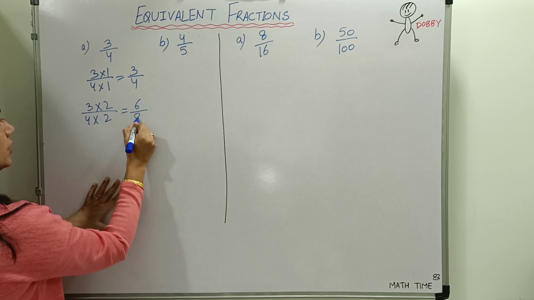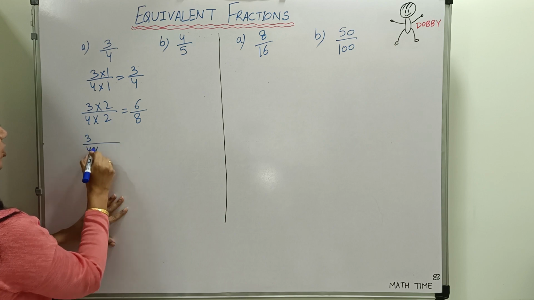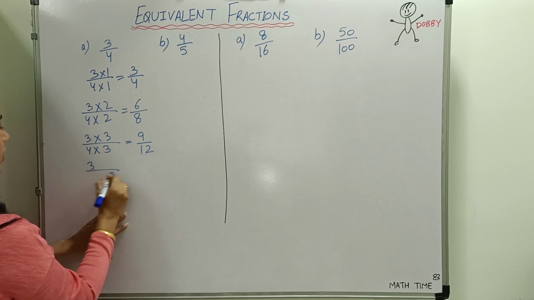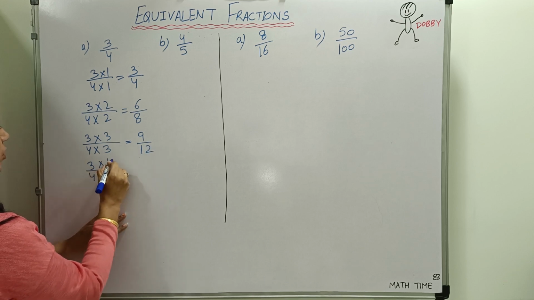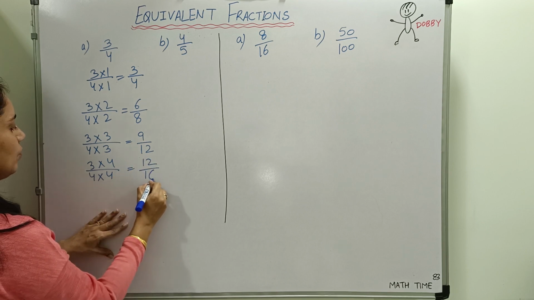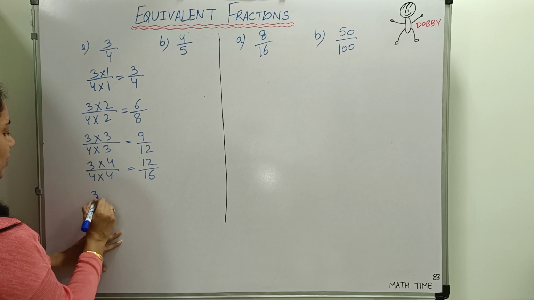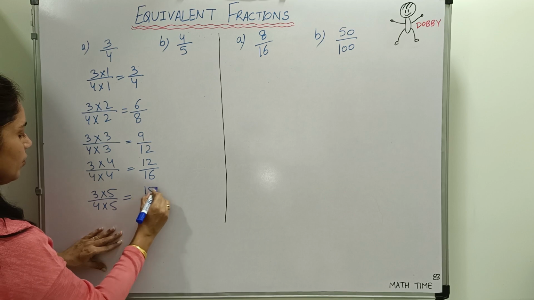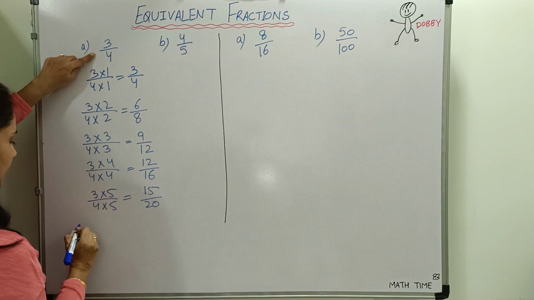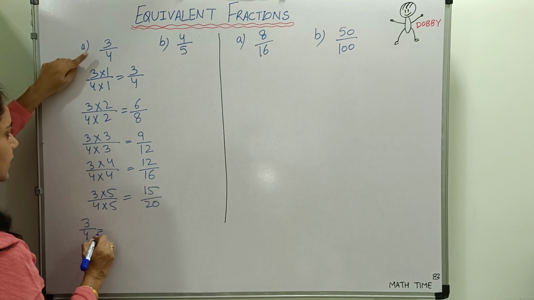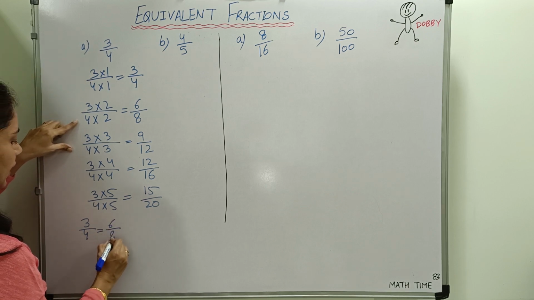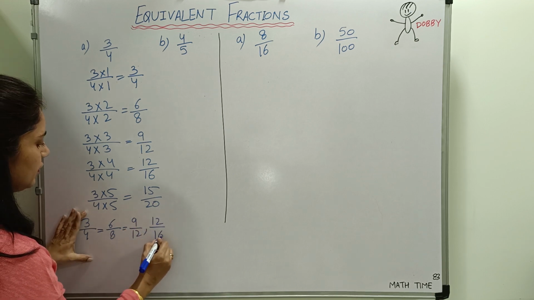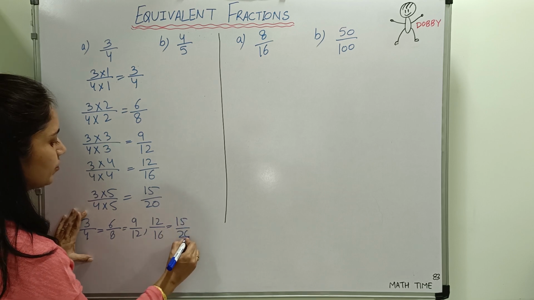Second equivalent fraction, multiply by 2, you get 6 upon 8. Third equivalent fraction, multiply by 3, you get 9 upon 12. Fourth equivalent fraction, multiply by 4, numerator and denominator both, so you get 12 upon 16. Fifth equivalent fraction, multiply by 5, 15 upon 20. So thus you can say 3 upon 4 has equivalent fractions 6 upon 8, 9 upon 12, then 12 upon 16 and 15 upon 20.